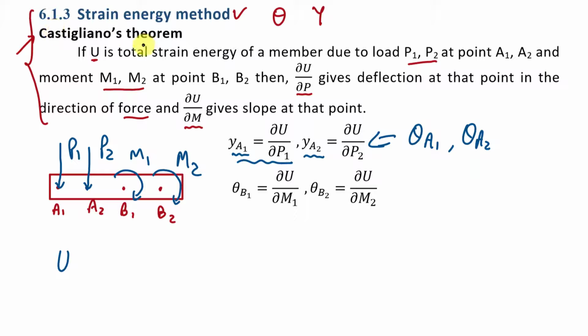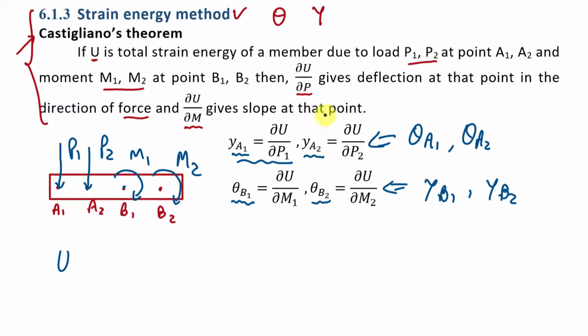Now this Castigliano's theorem says that if we take del U by del M1, the partial differentiation of strain energy with respect to moment, then it will give the slope at point B1, that is theta B1. And if we take del U by del M2, then we will get the slope at point B2. And here, by using this strain energy method, we cannot find the deflection at points B1 and B2. That means we cannot find YB1 and YB2. So understand that at a point load we can find the deflection, and at a concentrated moment we can find the slope.